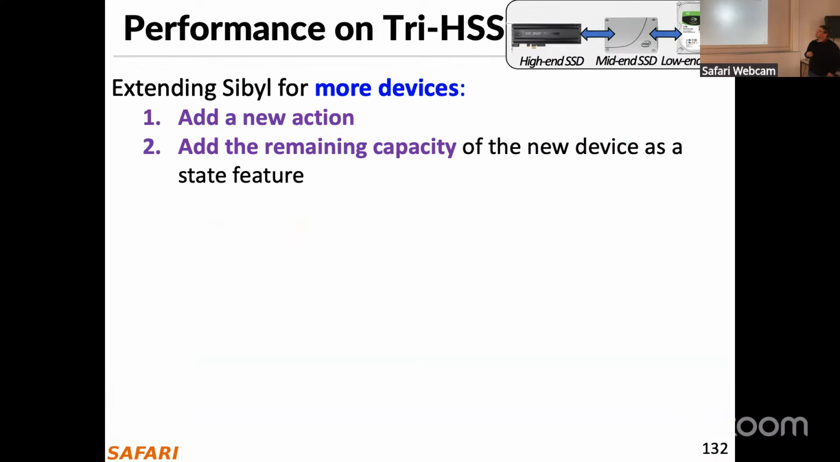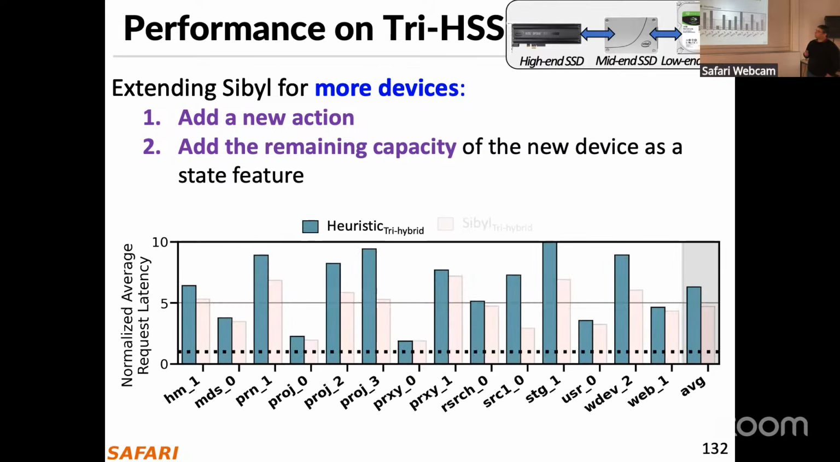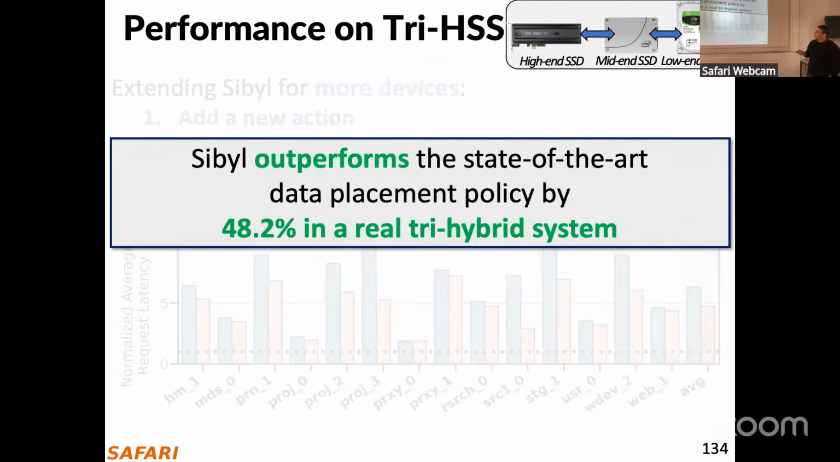Now we looked at how we can extend this to more devices. Extending Sybil to more devices is kind of easy. We have to add a new action to the RL agent, and we have to provide the remaining capacity of the new device as a state feature. When we extended to 3 devices, we observed that compared to a heuristic approach, which has a lot of thresholds to determine where the data goes if there are 3 devices, our approach performs much better.